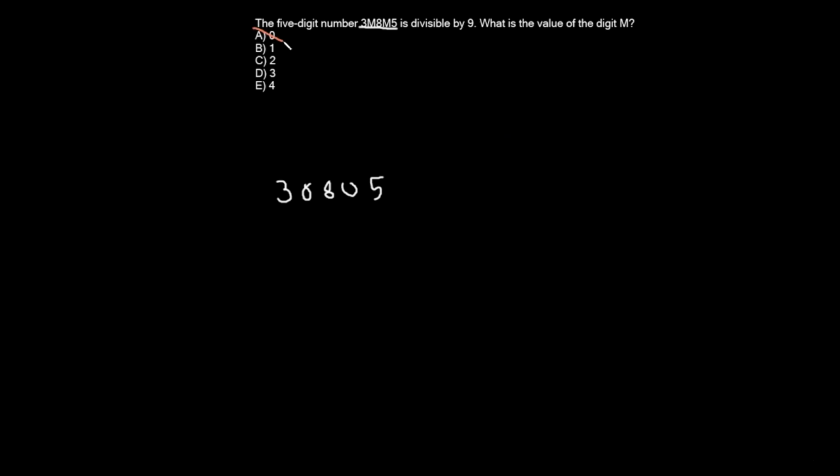Let's go to B. 31815. Now, if we add the digits, 3 plus 1 is 4, then plus 8 is 12, plus 1 is 13, plus 5 is 18. And 18 is a multiple of 9, and if we add 1 plus 8, we'd get 9. So we know that B is the correct answer. So now we can circle B, and that is the answer for this problem.